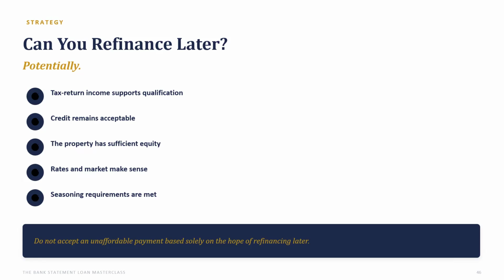If tax return income supports qualification, where you can do a bank statement loan. But if you want to go into a conventional loan, yes, we need tax returns. Credit remains acceptable, property has sufficient equity, it makes sense to refinance, right? So do not accept an unaffordable payment based solely on the hope of refinancing later. I'll make sure it fits your budget.